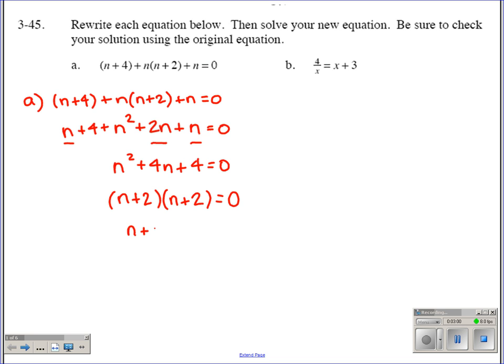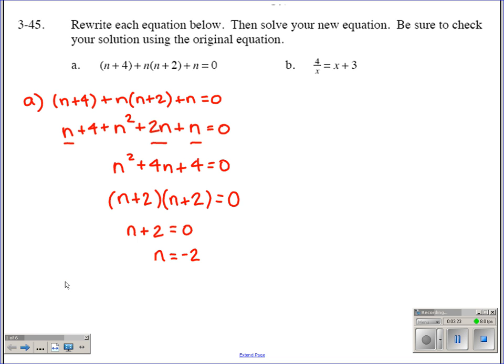I have n plus 2 equals 0, so I'm going to figure out what n would have to be to make that factor 0, and I get n equals -2. So to check it here, they say that we should go back and plug it into our original equation all the way up here at the beginning. So let's go ahead and do that.